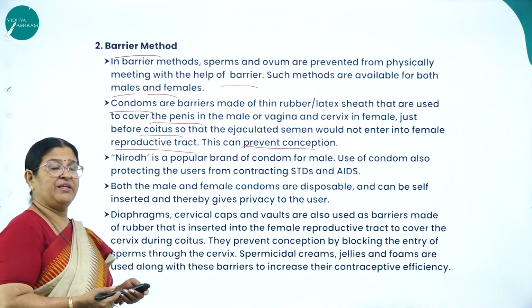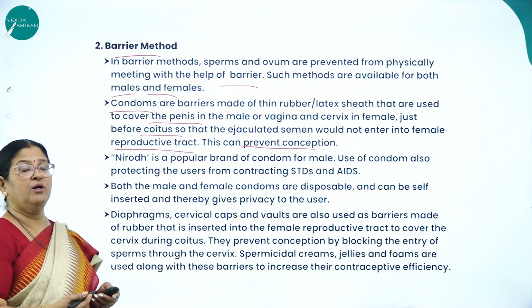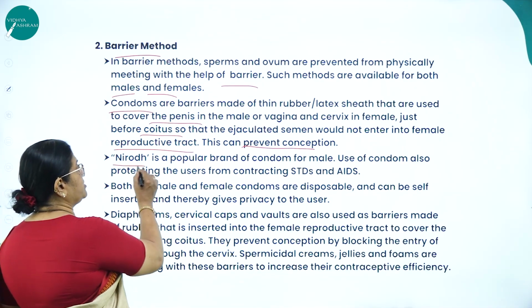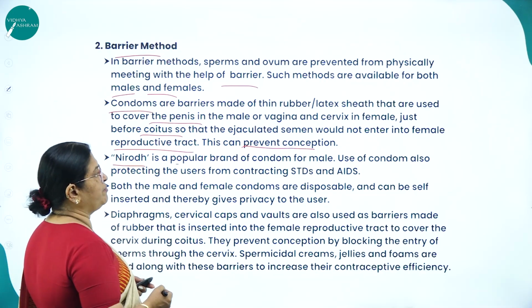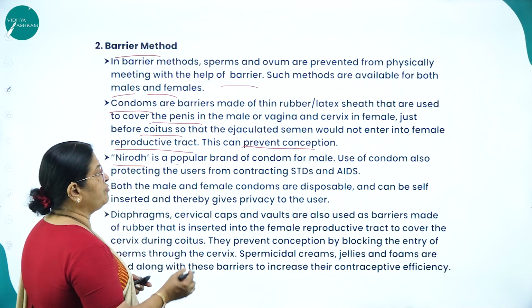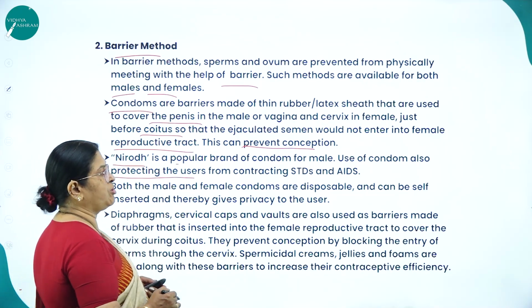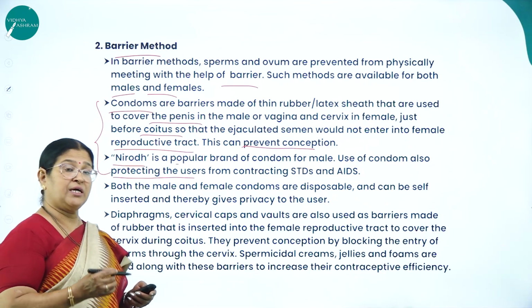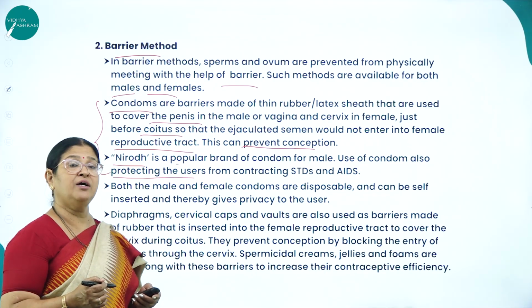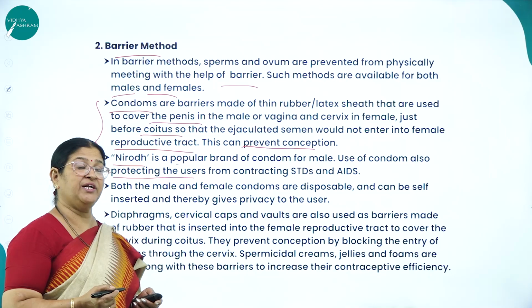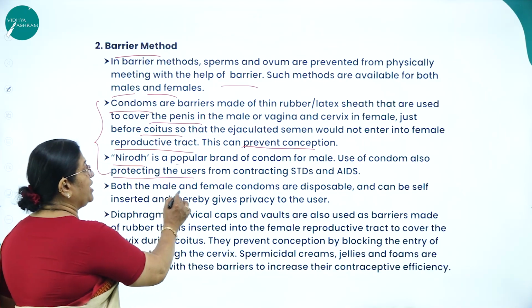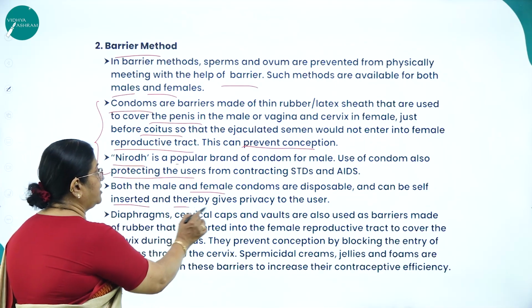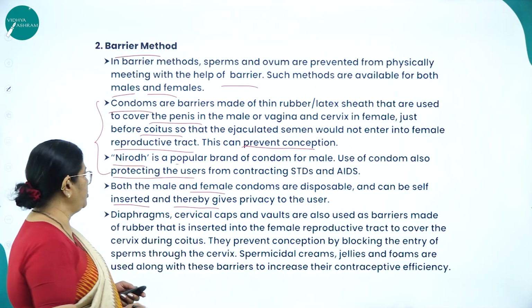So these are all the methods that are implemented to avoid overpopulation or to prevent population explosion. Next comes Nirod. Again, this is a popular brand of condom for male. Use of condom also protects the users from contracting, and not only that, it will also help the couple from getting contracted with STDs, that is sexually transmitted diseases. Both the male and female condoms are disposable and can be self-inserted and give privacy to the user.